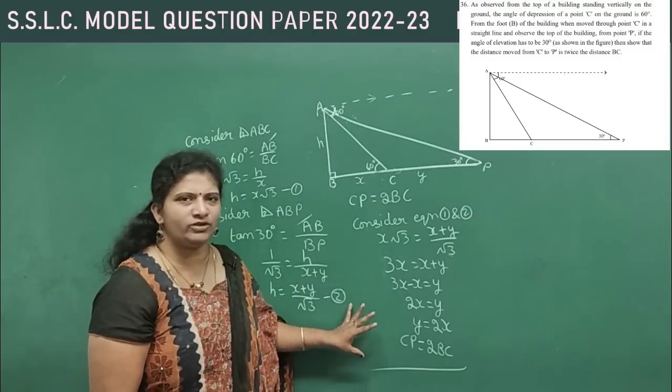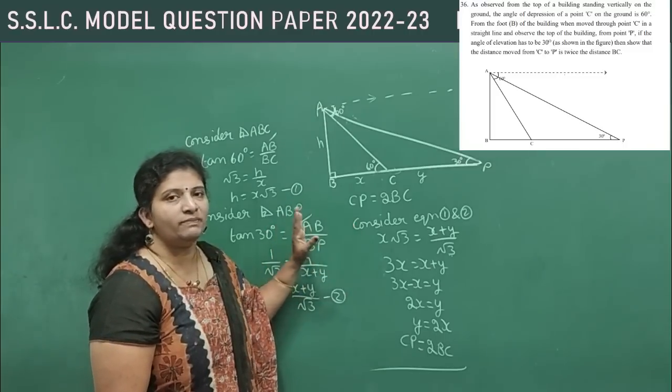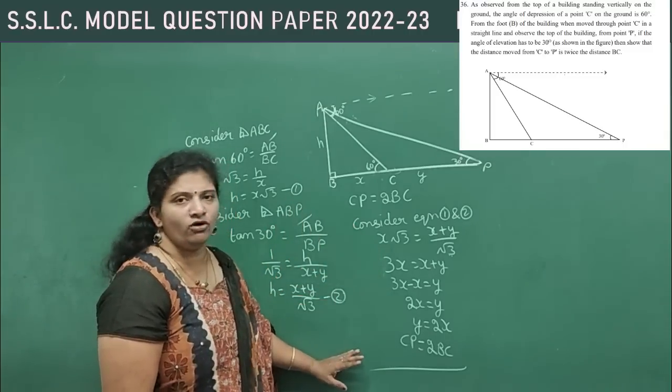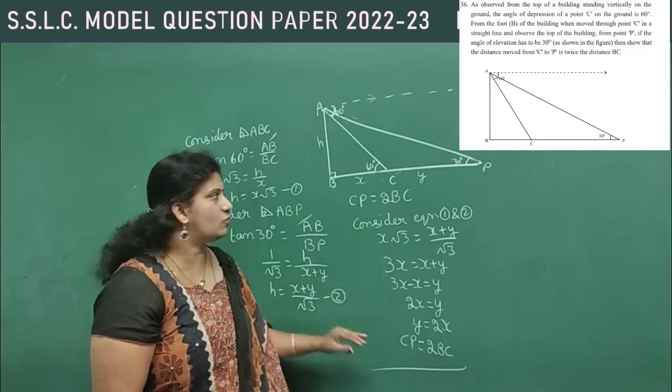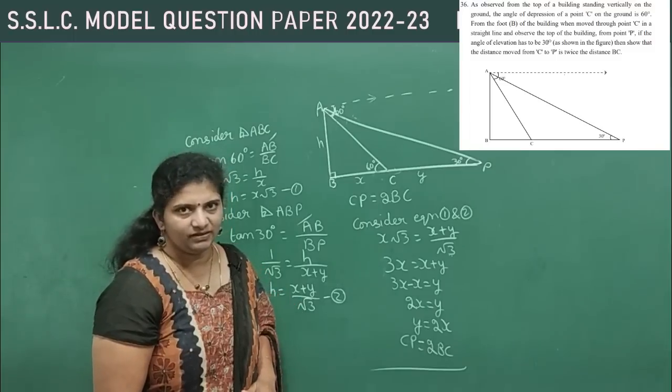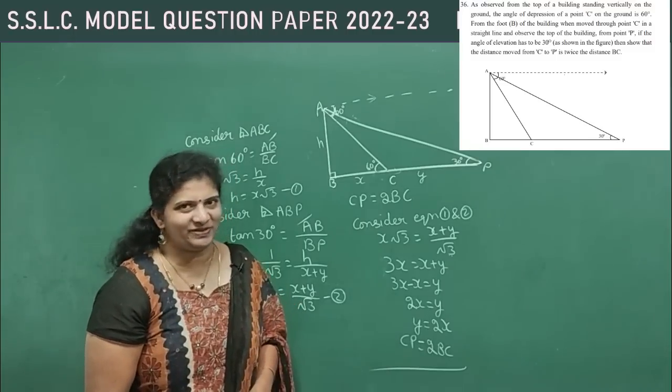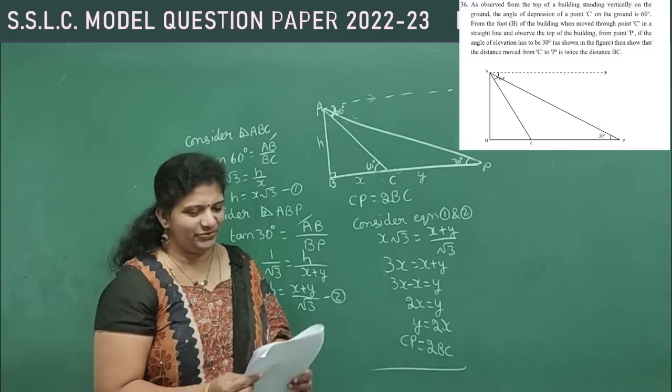Very easily you can prove this. And please include verbal statements here. Therefore, the distance CP is twice the distance BC. Right? Therefore, CP is equal to 2BC. Hence, it is proved.